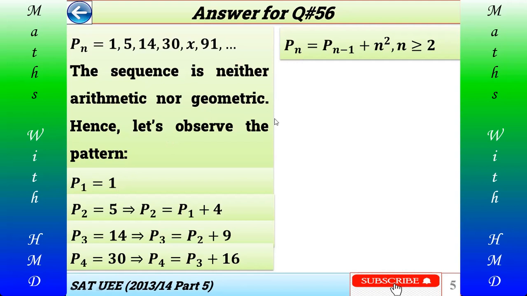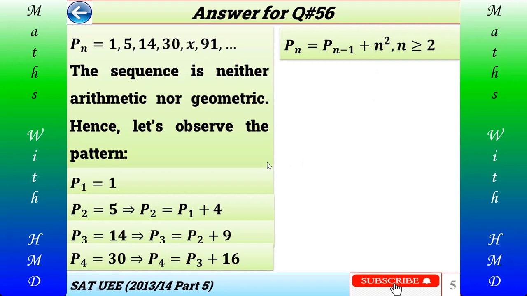P1 is already given as 1. If you are going to find P2, P2 is equal to P1 plus 2 square, which is 4. So P1 is 1, 1 plus 4 is going to be 5, right? Let's say, for example, if you need to calculate P4, P4 is equal to, 4 minus 1 is 3, that is P3 plus 4 square. What is P3? P3 is 14 plus 4 square is 16. So 14 plus 16, which is going to be 30.